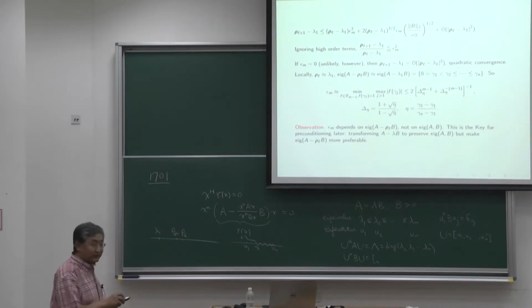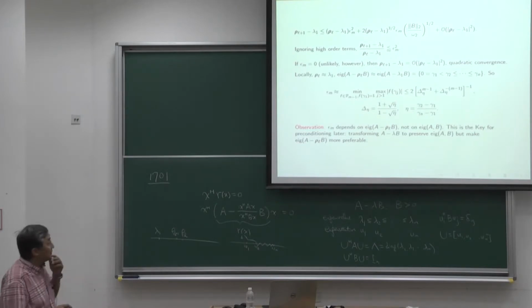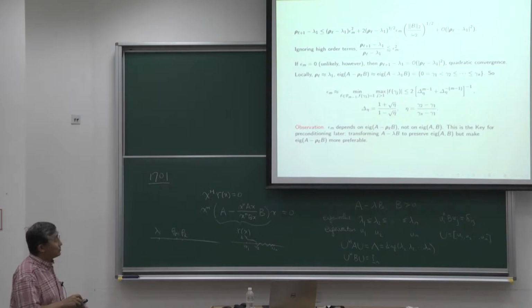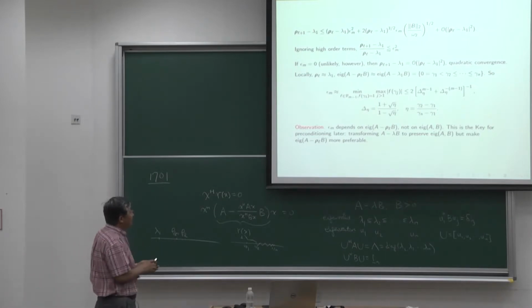So what's the significance of the theorem? The significance, which we will talk about later, is that this epsilon_m depends on the eigenvalues of A minus rho_L B, but not on the eigenvalues of the matrix pencil. The implication is that maybe we can transform the original problem, A minus lambda B. The transformation should preserve the eigenvalues of the matrix pencil, because that's what we need to find, right? Yet we want to make the eigenvalues of this A minus rho_L B more preferable. What do I mean by that? Well, you look at the bound.